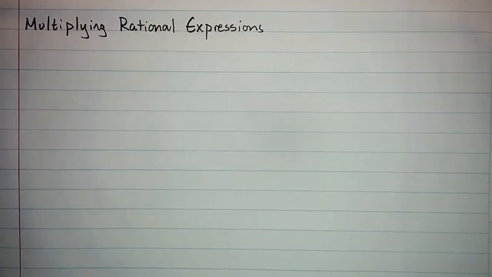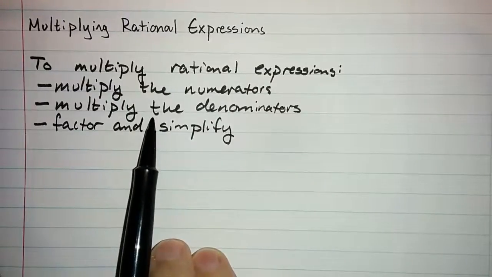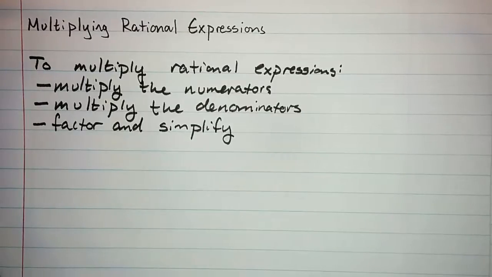To multiply rational expressions, I will use exactly the same procedure as I use for multiplying fractions. Namely, first I'll multiply the numerators, then I'll multiply the denominators, and finally, I'll factor and simplify.